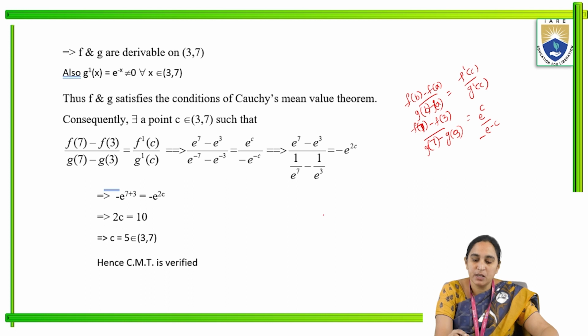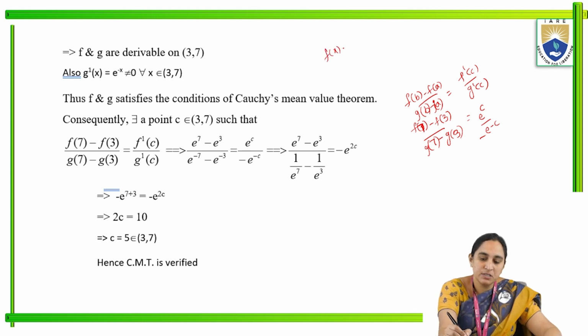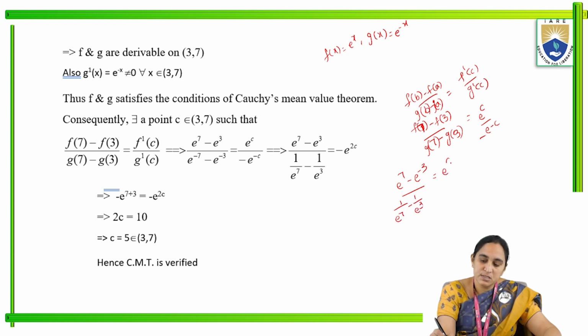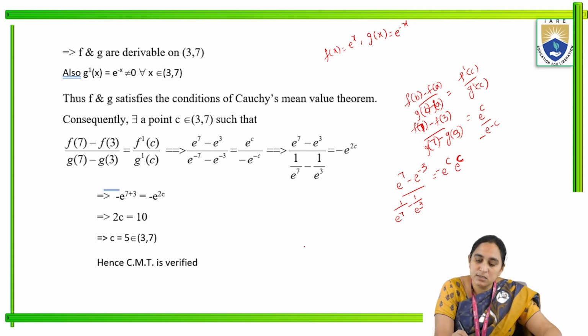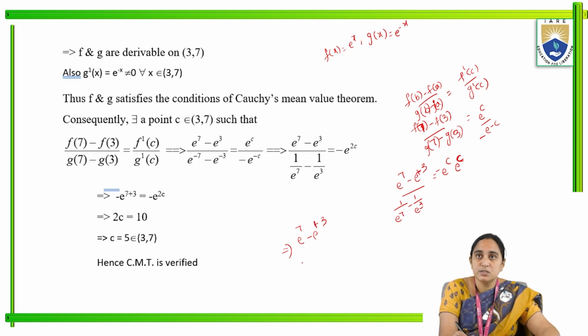From that, now I'm substituting. What about f of x there? Given functions f of x is e power x and g of x is e power minus x. So that I'm substituting there. f of 7 means e power 7 minus e power 3 by 1 by e power 7 minus 1 by e cube is equal to e power c by minus of e power minus c. I'll take this e power c is also in the numerator, that is e power c. So this is equal to, after taking LCM, e power c minus e power minus c is equal to plus e power c.